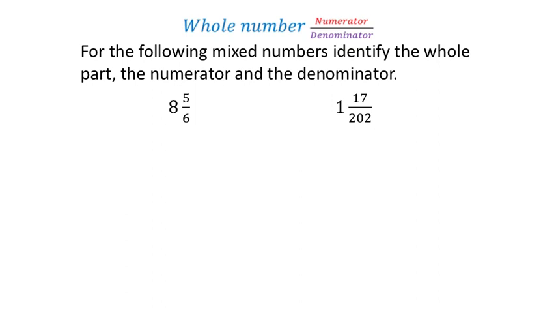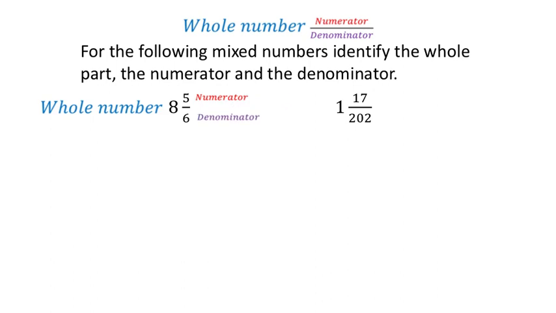So here we have these 2 numbers. I'm going to read them, 8 and 5/6. This one would read 1 and 17/200. And let's start with the 8 and 5/6 right there. So the 8 there, it's the number not in a fraction, which means it has to be the whole number. The 5 is the top number in the fraction, so it must be the numerator. And the 6 is the bottom number in the fraction, so it must be the denominator. That's it.